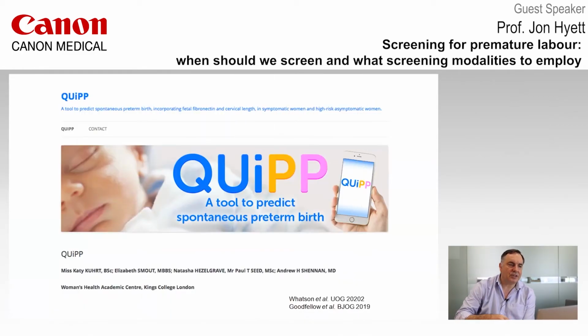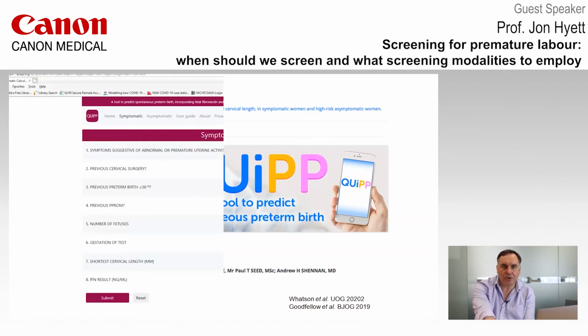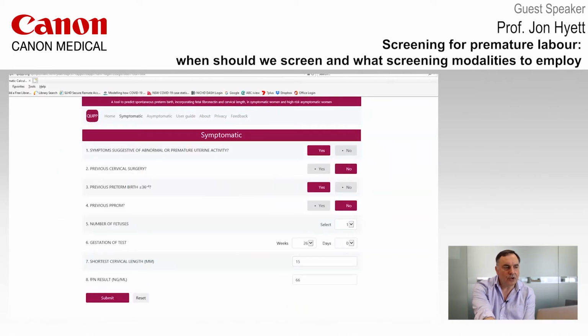This is reflected in something called the QUiPP app. I've just put together a few slides to demonstrate how this works. This is from St. Thomas's Hospital, but you can download it onto your phone. You can put in measures for both asymptomatic and symptomatic patients.